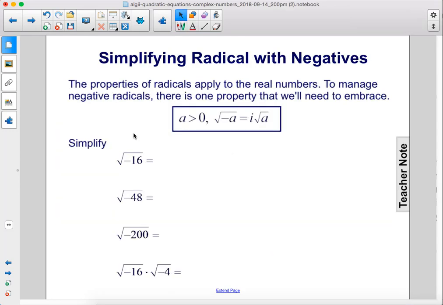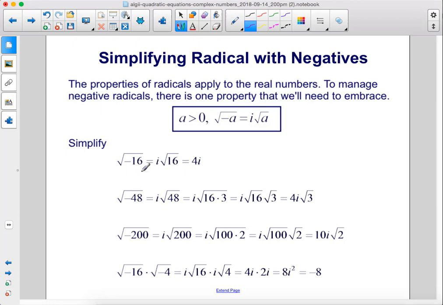The properties of radicals apply to the real numbers. To manage negative radicals, there is one property that we'll need to embrace. If a is greater than 0, the square root of negative a equals i times the square root of a. So let's simplify these. Square root of negative 16, so a here is 16, therefore this equals i times the square root of 16. The square root of 16 is 4, so this becomes 4i.